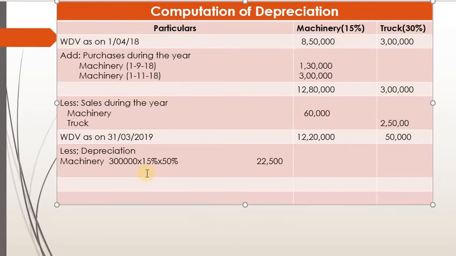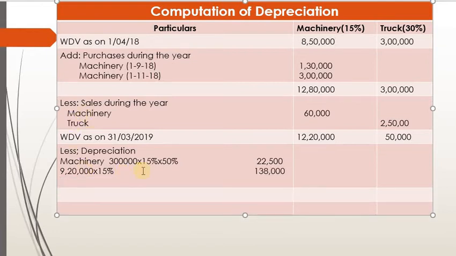So what is the remaining amount of machinery? 12 lakh 20,000 minus 3 lakh. So that is 9 lakh 20,000. So it includes the new machinery also. 9,20,000 into 15%. So what is the value of the depreciation? 9,20,000 into 15%, so it is 1,38,000.